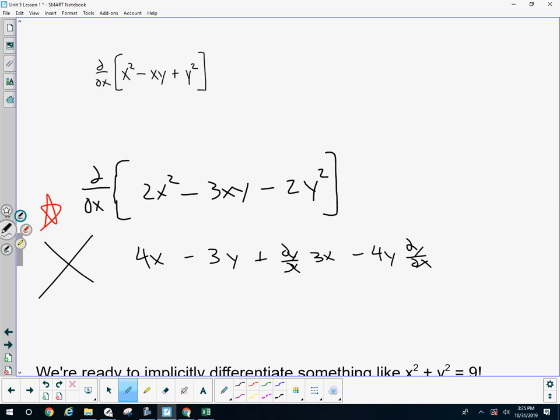Let me show you how we deal with this. Why are you adding dy dx after the y, not multiply it? I did. Remember product rule. I think we're on the same page.